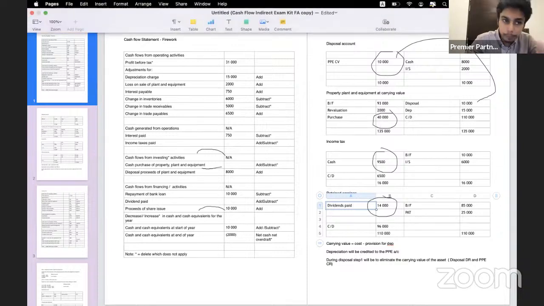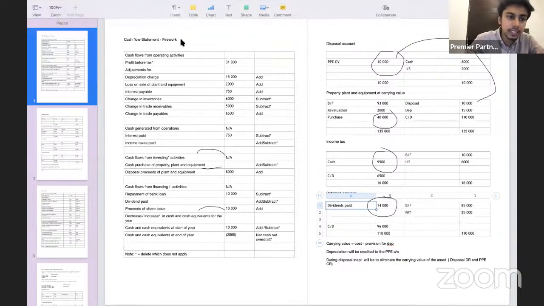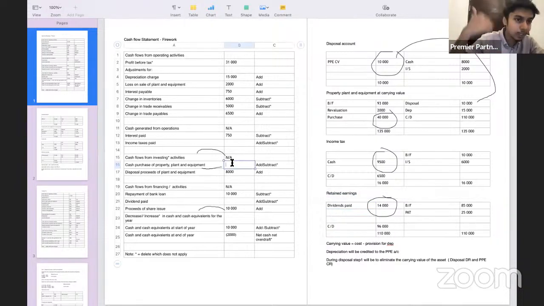So when you buy PPE, it's part of investing activities. Here can you see? Cash purchase of property, plant and equipment. So this 10, no need to worry. That only goes here. This 40,000 is purchase of PPE. So because you're buying, money goes out. So therefore, guys, it's a negative answer. Let's subtract. Done. Okay. Right.